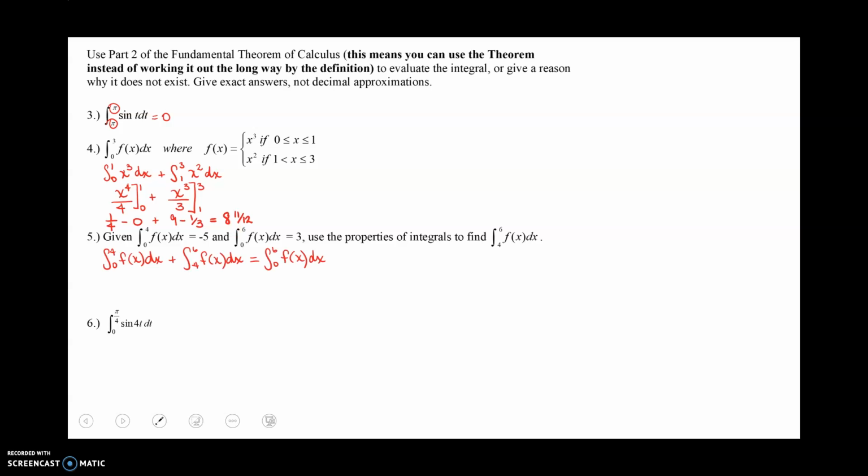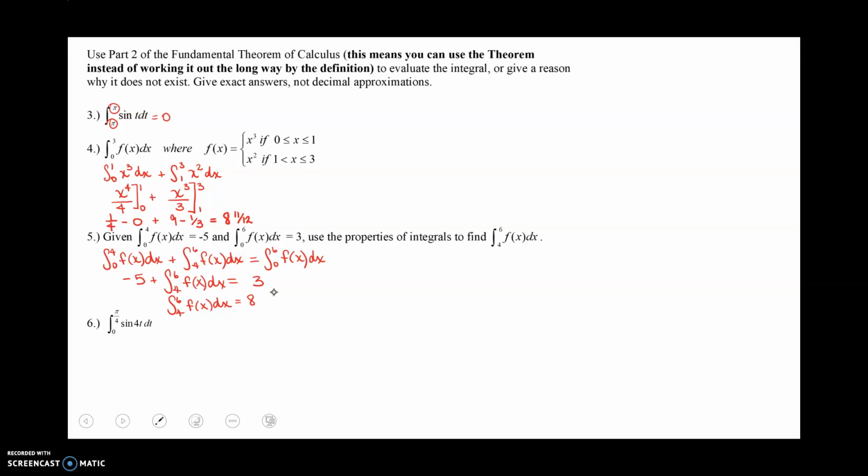So for this guy, the area under the curve from 0 to 4 plus the area under the curve from 4 to 6 would be the same as the area under the curve from 0 to 6. They're going to give me 2 of those 3 pieces, so I'm just going to plug in the 2 they gave me. They told me that from 0 to 4 it was -5, and from 0 to 6 it was 3. So all I have to do is say -5 plus what is equal to 3. If you want to replace this with an x, you could and say -5 plus x is equal to 3. So add 5 to both sides and you'll find out that your unknown is 8.